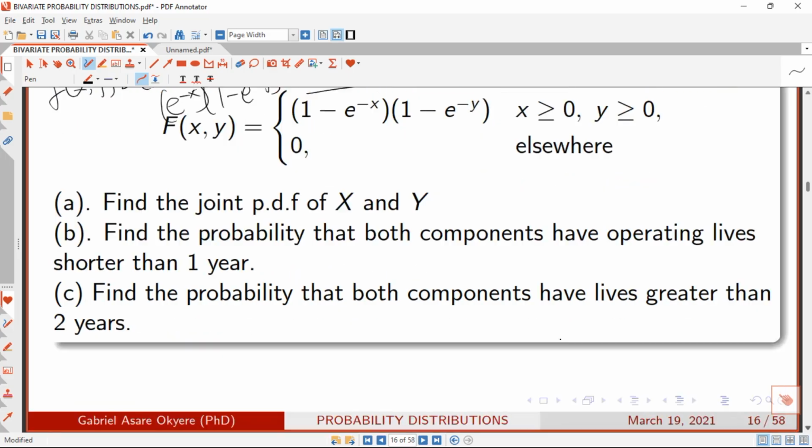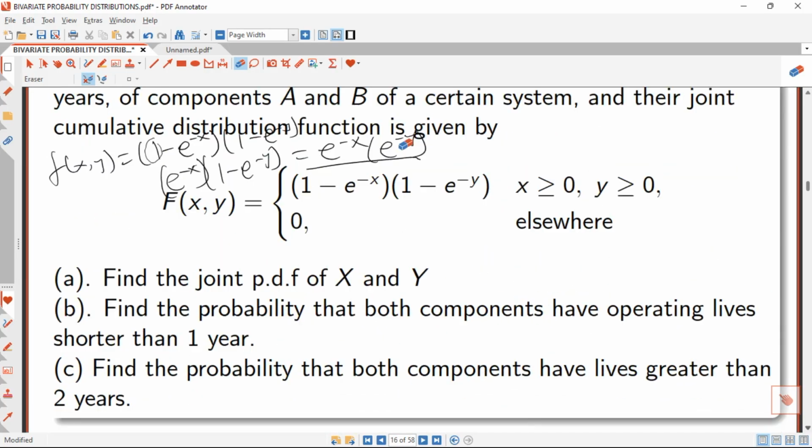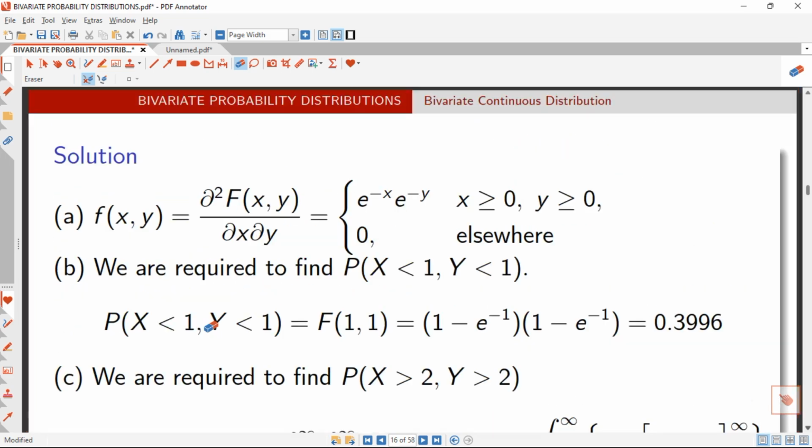Okay, yes. So when we come to the slides, we are getting the same answer as they did. So let's do the second question. It says find the probability that both components have operating life shorter than 1 year. Okay, both of them. So it means that our x will be less than 1, and our y will be less than 1. So here we are required to find the probability that our x is less than 1 and our y is less than 1.